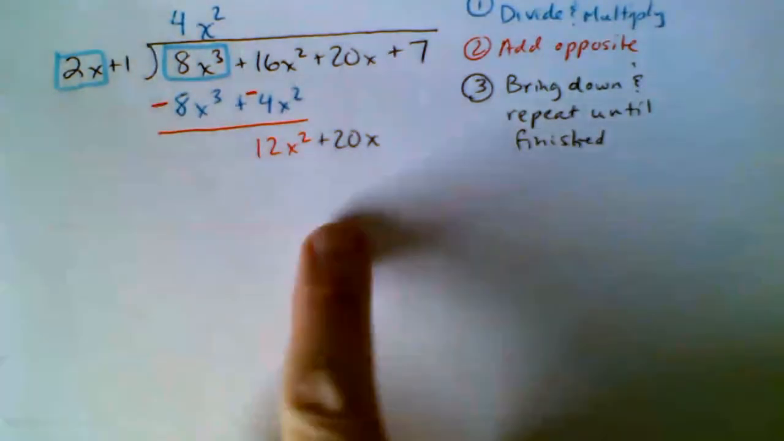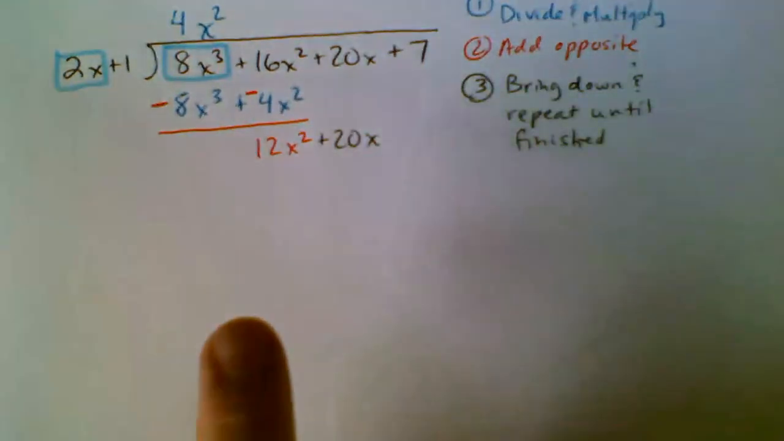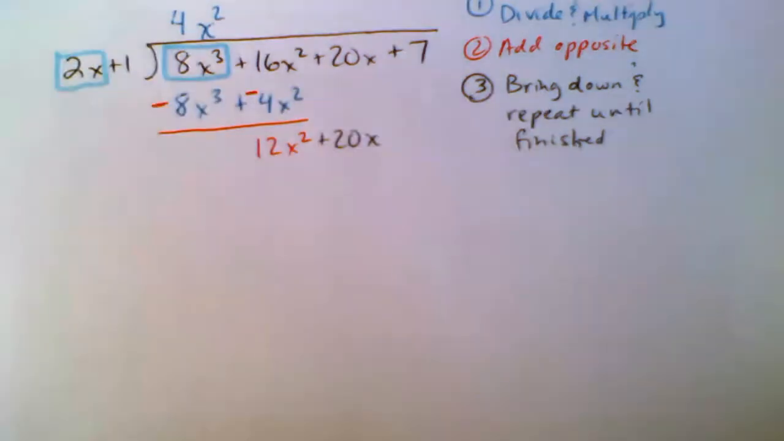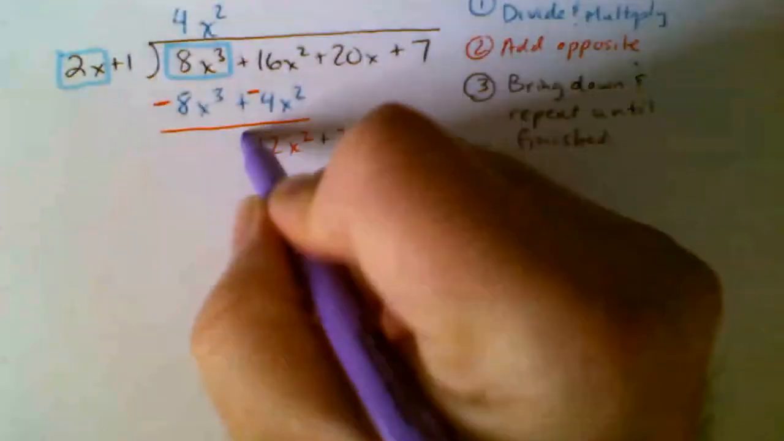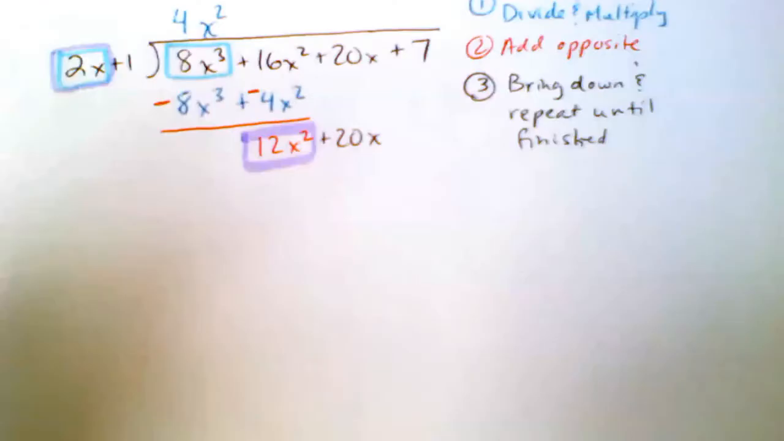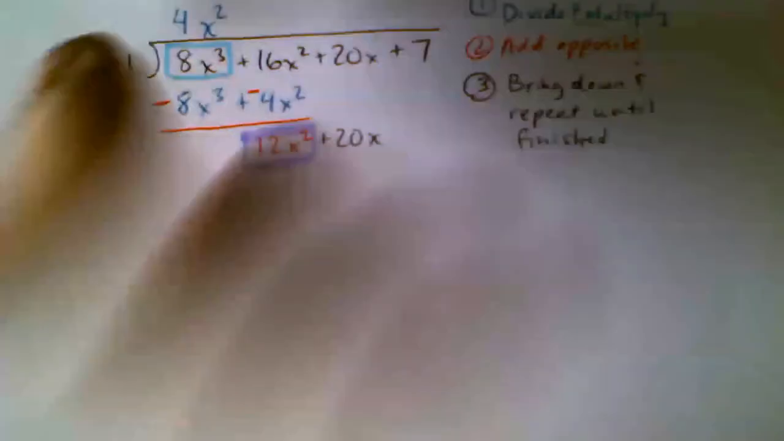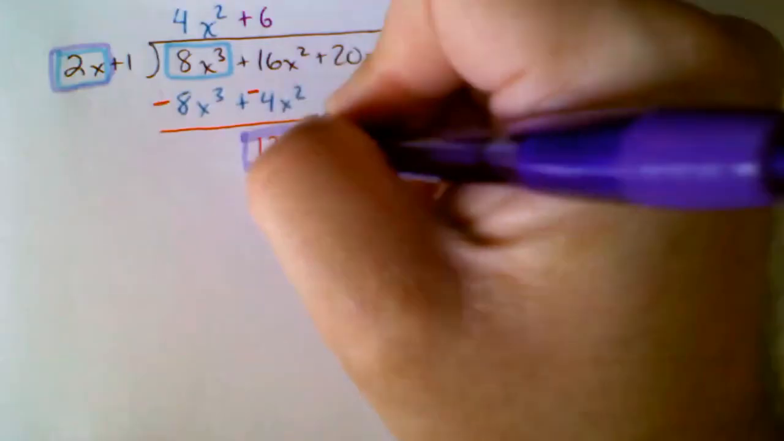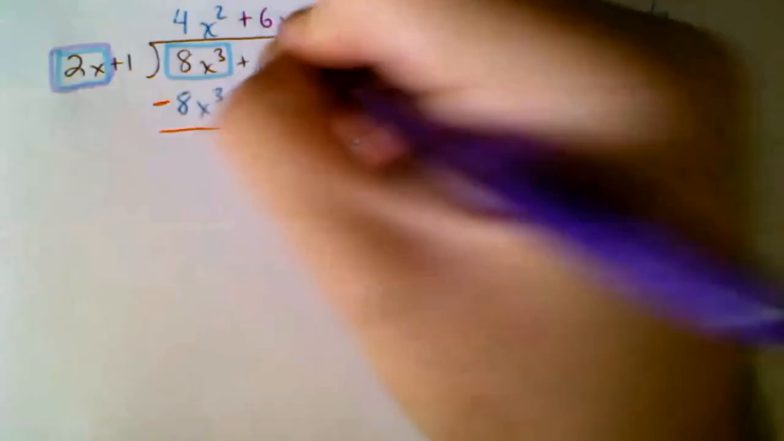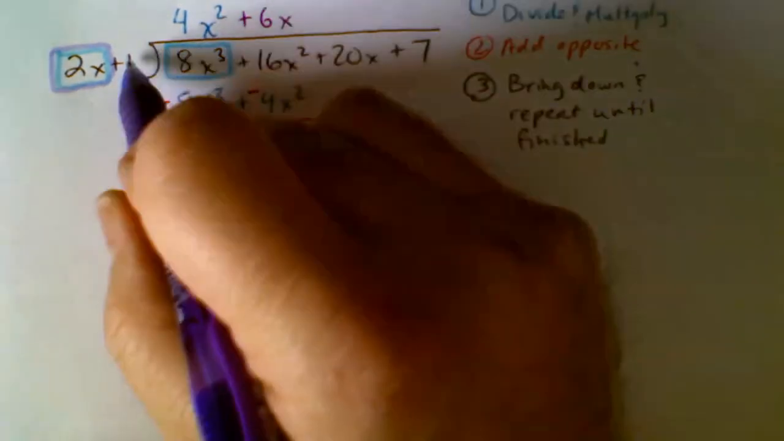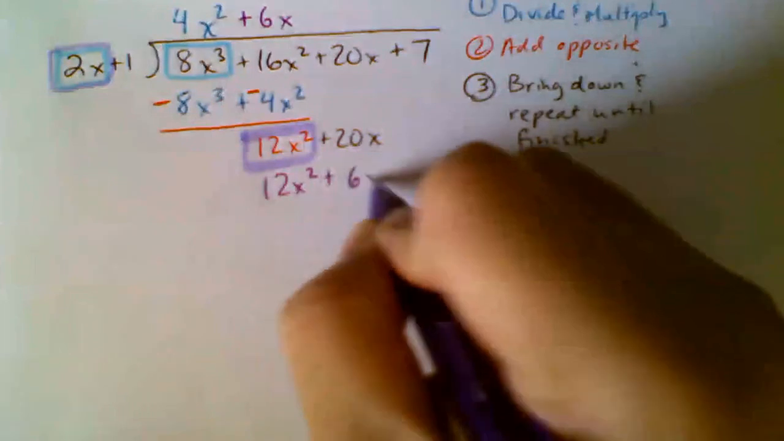So now that we've brought this down, the next thing we're going to look at is our 12x squared and the 2x. What times 2 is 12? Well, positive 6 will make that work out. And we want an x squared, we have an x. So 6x times 2x is 12x squared. 6x times 1 is positive 6x.